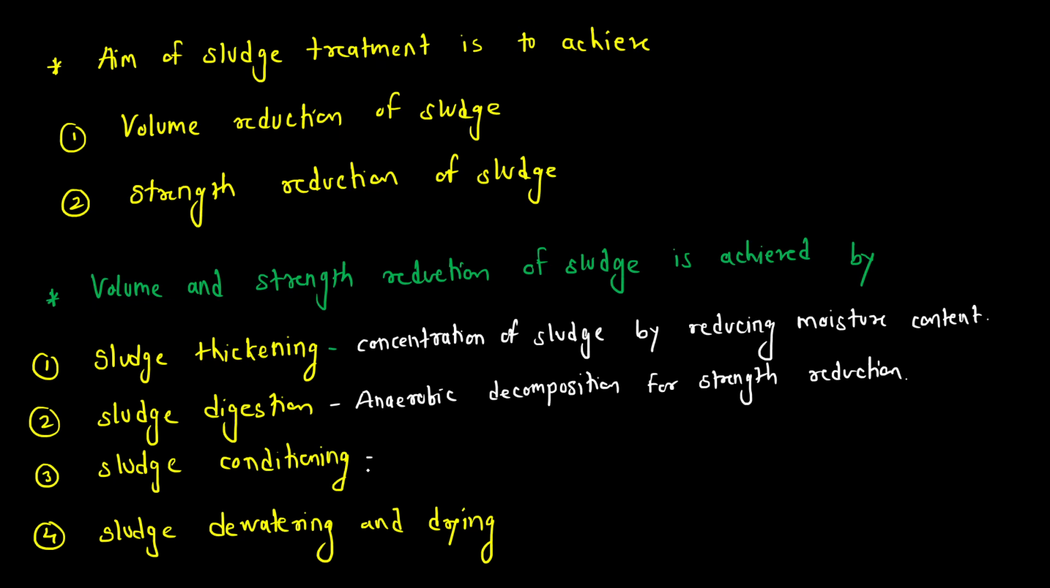This next process, sludge conditioning, is also used for strength reduction, but in this case we are not using anaerobic decomposition. We are using certain methods that come under the heading of heat treatment and chemical treatment. So we are carrying out heat treatment of sludge and chemical treatment of sludge.